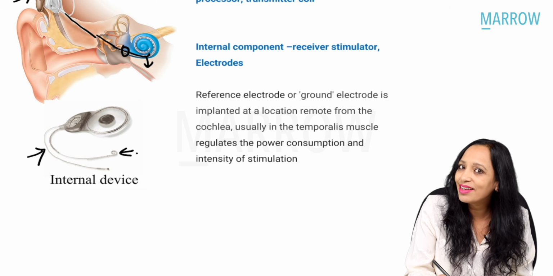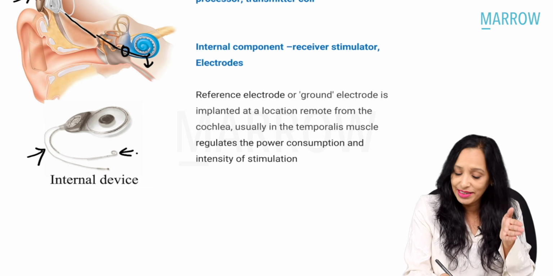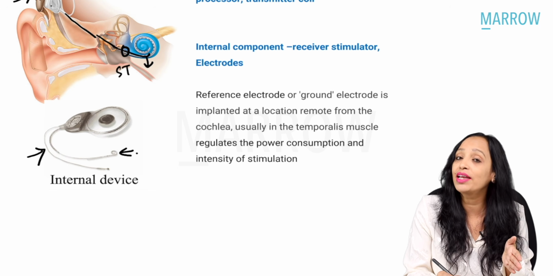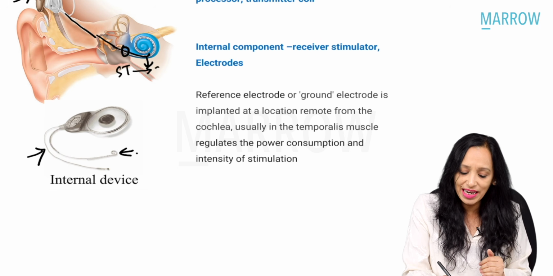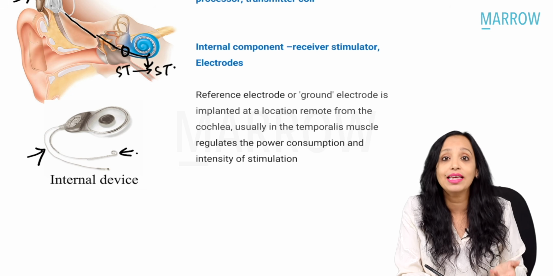Yes, where exactly in the inner ear? Round window is covered by secondary tympanic membrane. So that is how I asked you to remember. It connects the middle ear to scala tympani. So yes, it is placed in the scala tympani.